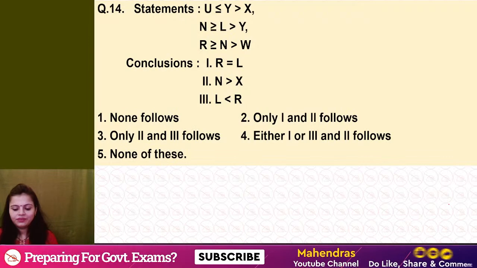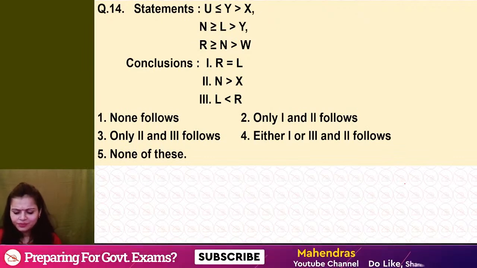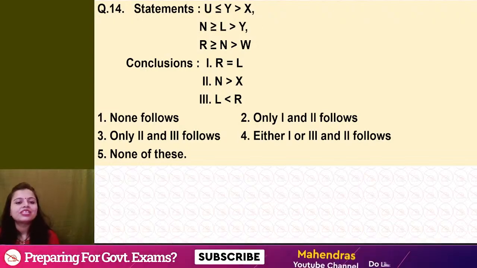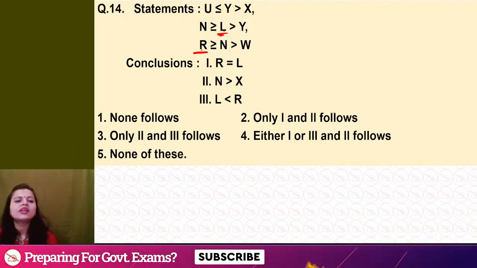One and three. Okay. Option four. One or three and two follows. Okay. Option four. Let's see. The relation between R and L. R is present in the third statement and L in the second. Common element is N.